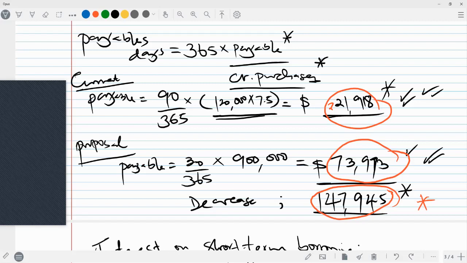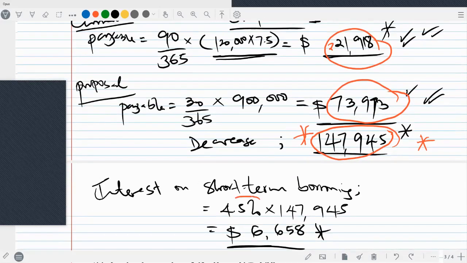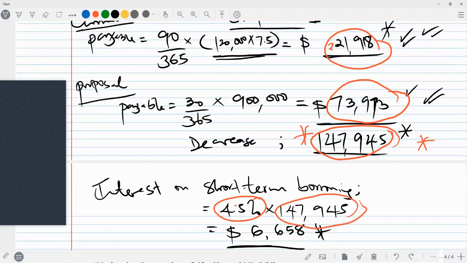Now, who is going to finance you? You could go to shareholders, but in this case you ask the bank to finance you. To give you how much? 147,945. The bank is going to charge you a fee of 4.5% times the amount you have borrowed, which is the decrease of 147,945. Therefore, every year you pay an interest cost of 6,658.